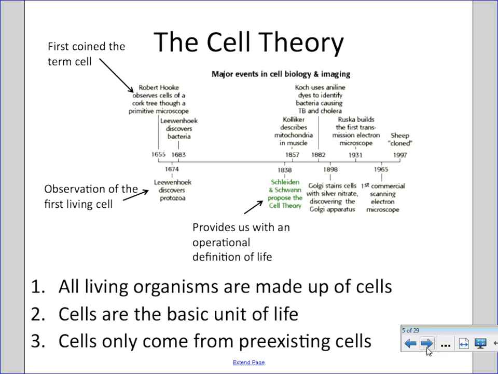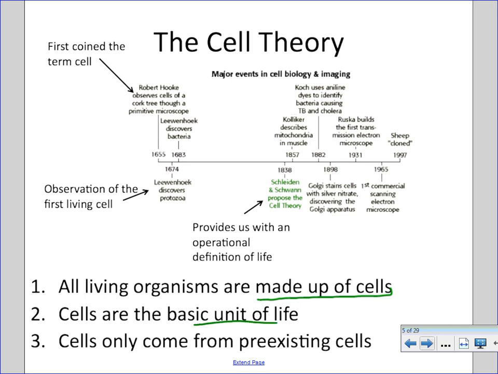With all these shared features of cells, this goes into making up the cell theory. And the cell theory has three parts to it. First part is that all living organisms are made up of cells. For anything to be classified as living, it has to be composed of cells. If it's not made of cells, then it's not classified as alive.